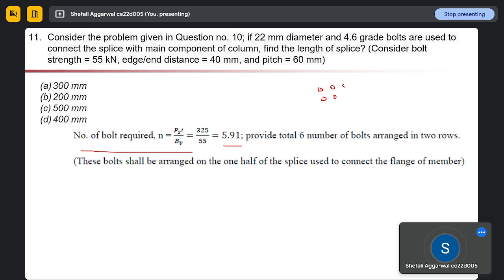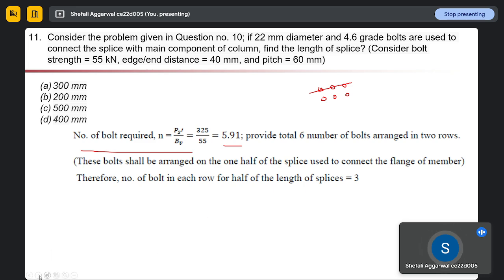2 rows, no? 6 bolts we are providing. So these bolts shall be arranged on one half of the splice used to connect the flange of the member. Therefore, the number of bolts in each row is 3.